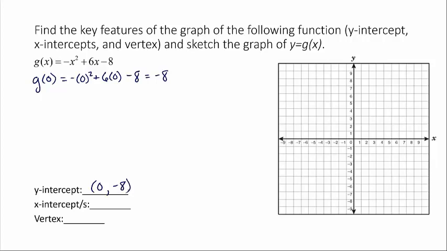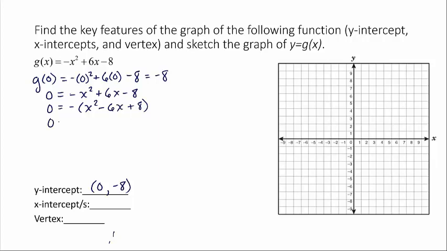Now, when we find the x-intercepts, we're letting the output be 0, right? So we're letting g of x be 0 and solving that quadratic equation, 0 equal to negative x squared plus 6x minus 8. Now, I have a negative on the outside. You can multiply both sides by negative 1 if you want. You can factor the negative out. However you want to go about that. I just like to have my leading coefficient be positive. So if I factor the negative out, I'll be left with negative times the quantity x squared minus 6x plus 8.